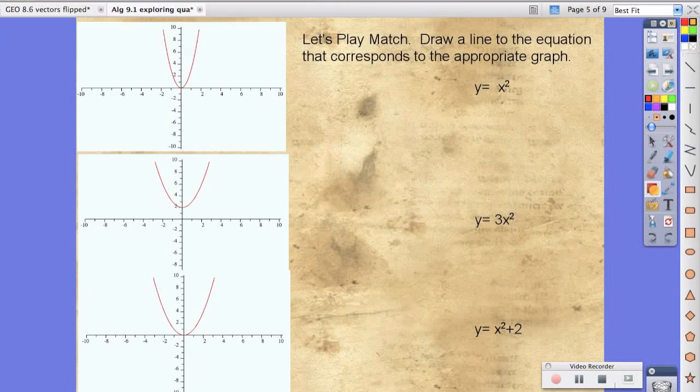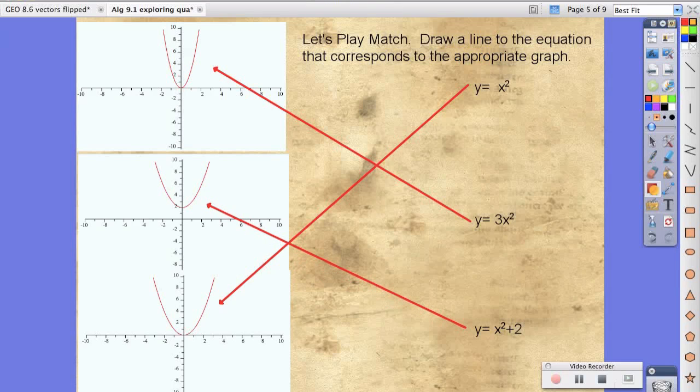When a number gets larger, that means it's going to get more narrow. So if we look at the top graph and the bottom graph, the one that's more narrow would be the top one, which means that y equals x squared must be the bottom one because it's a little bit wider, and y equals x squared plus 2 must be the middle because it's shifted up by 2.